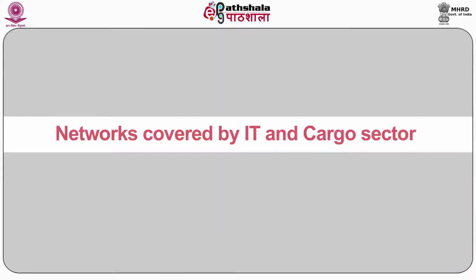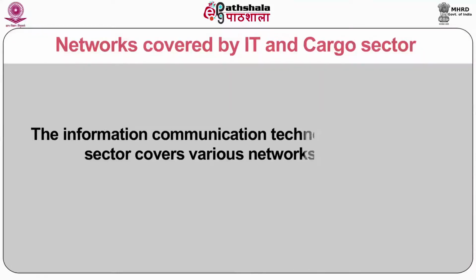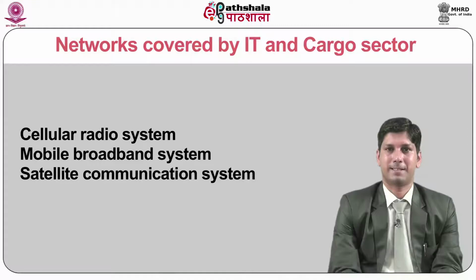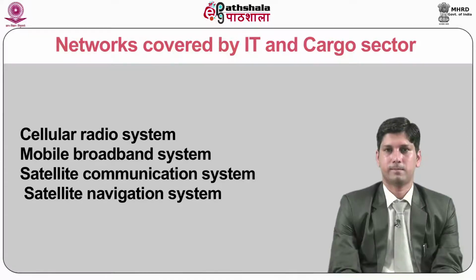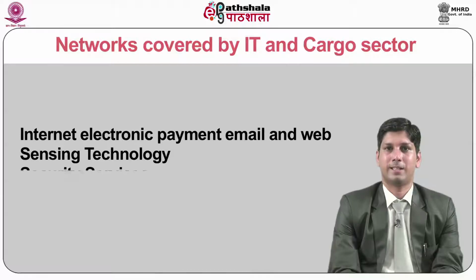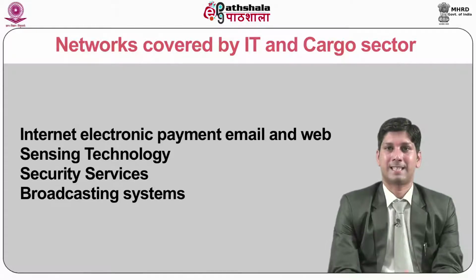Let us now discuss the various networks covered by information technology in the cargo sector. The information and communication technology in the air cargo sector covers various networks such as cellular radio systems, mobile broadband systems, satellite communication systems. It also includes satellite navigation systems. Then there are the internet, electronic payment, email, and web. The next is sensing technology, and thereafter security services. It also encompasses broadcasting systems.